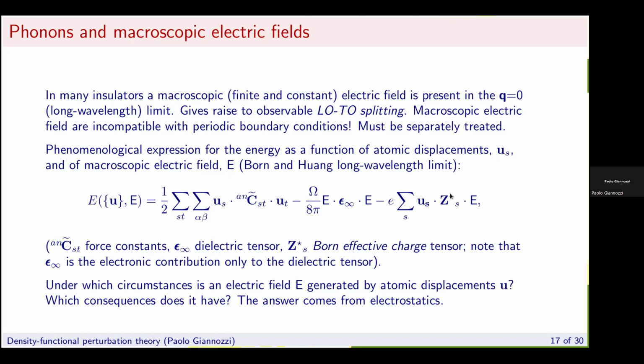And then there is the term that binds the two aspects, that relates electric field and atomic positions. And this is a tensor known as the Born effective charge tensor. So this is the most general second order expression that you can build with displacements and electric fields.